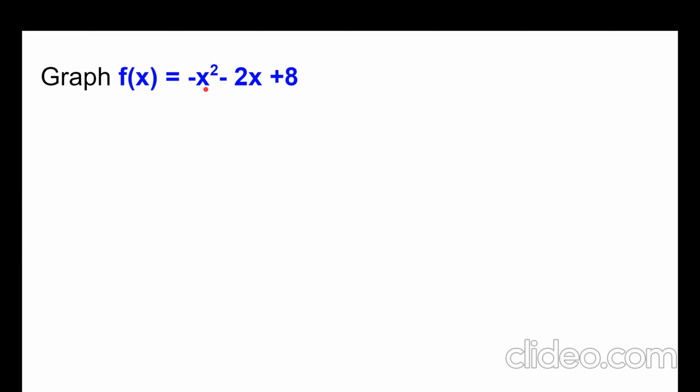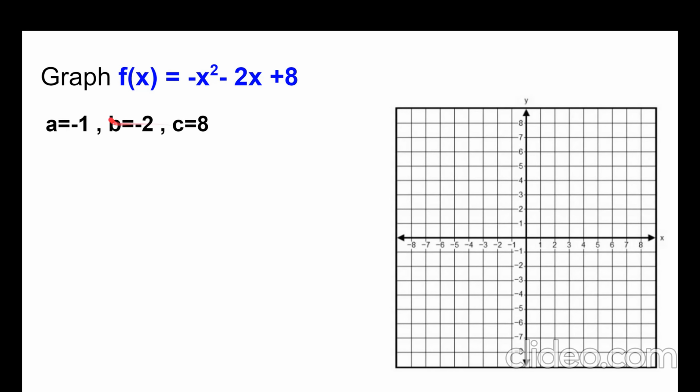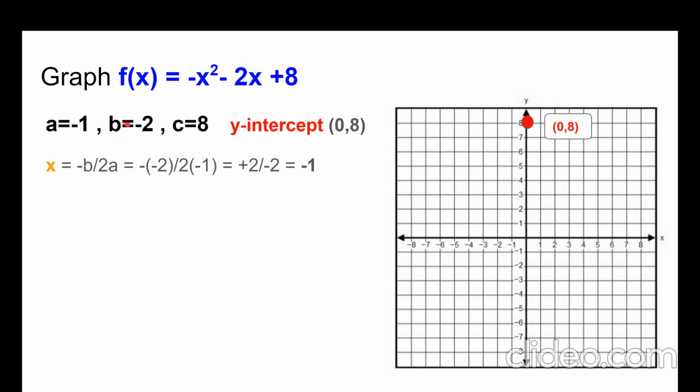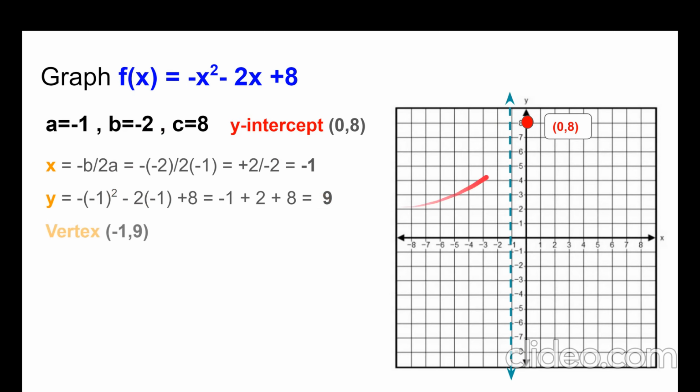Now graph negative x squared minus 2x plus 8. So all you've got to do first is define a, b, and c: negative 1, negative 2, and 8. Now c equals 8, that's my y-intercept. So graph the y-intercept. And then we're going to switch the sign of b, so that's a 2 over twice the negative 1. So 2 over negative 2, you get a negative 1. And this is the line that the vertex is on. Plug negative 1 into the equation. So you're going to replace the x with negative 1 and do the math. You get 9. So negative 1, 9, that's my vertex right there.